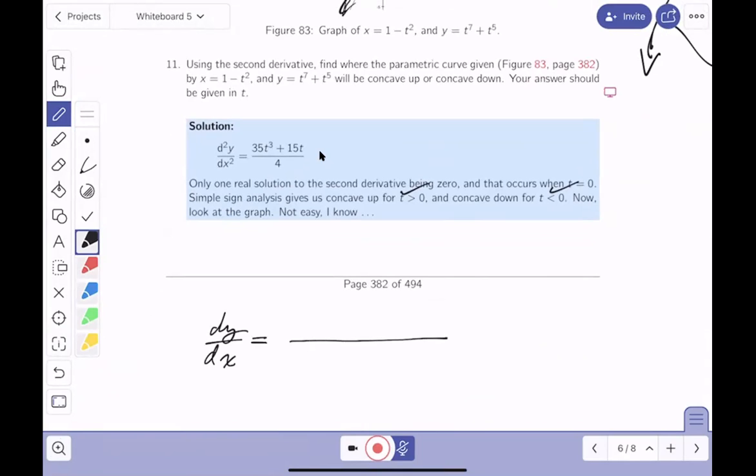Let's see. dy/dt, 7t^5, I'm sorry, 6t^5, plus 5t^4. And what's dx/dt? Minus 2t. I'm going to reduce that.